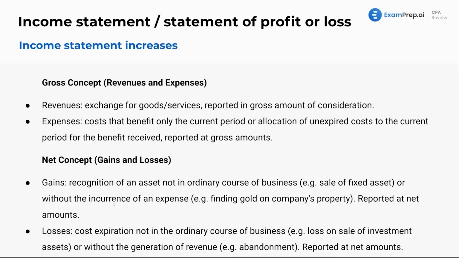Or with the occurrence of an expense. So without the occurrence of an expense, if we just find gold on the property that we own or oil or something like that, so all of a sudden we just have this massive gain, but that's not normal, right? That's not normal at all because we are a phone company. So that is going to be reported at the net amount. We have a gain, so let's say we have $1 million of gold we obtained from our land we bought, and then it costs $20,000 to extract it, something like that. We report that at the net amount as a gain on the income statement.